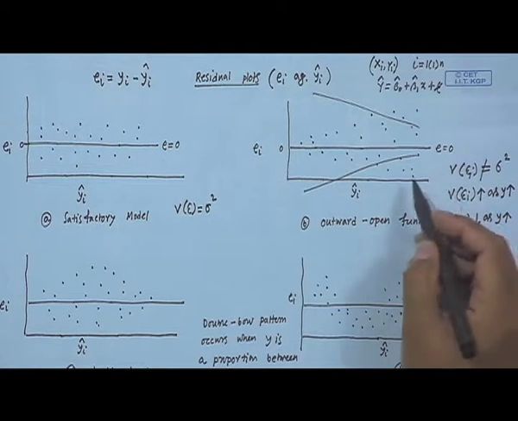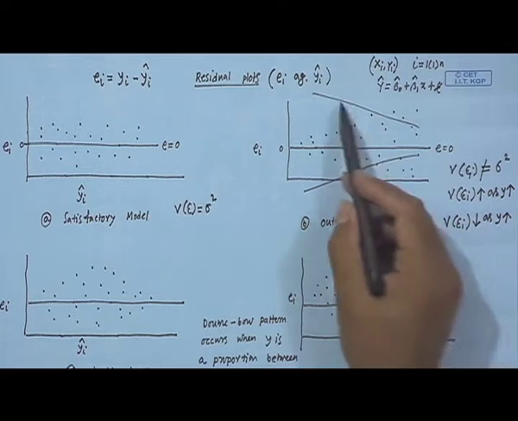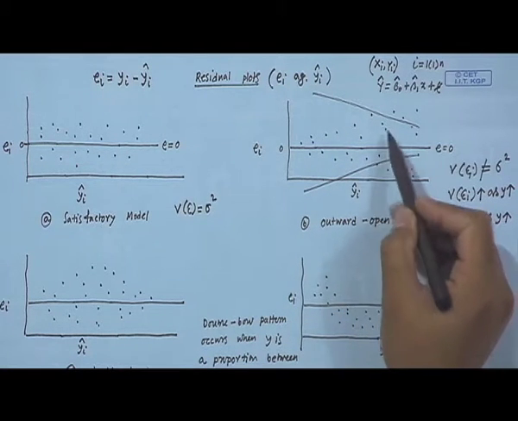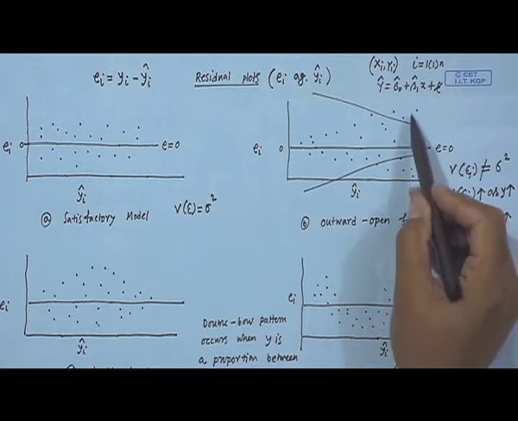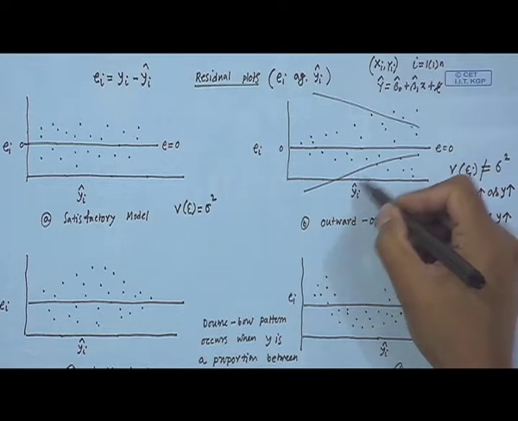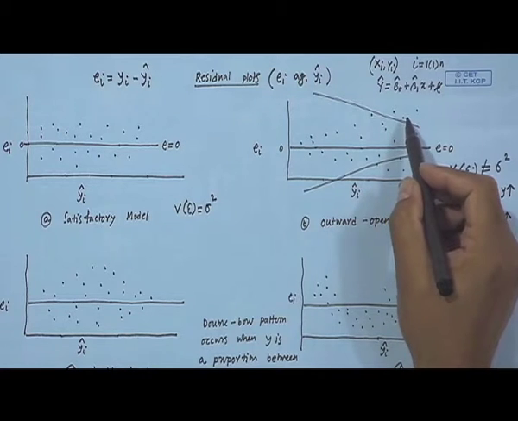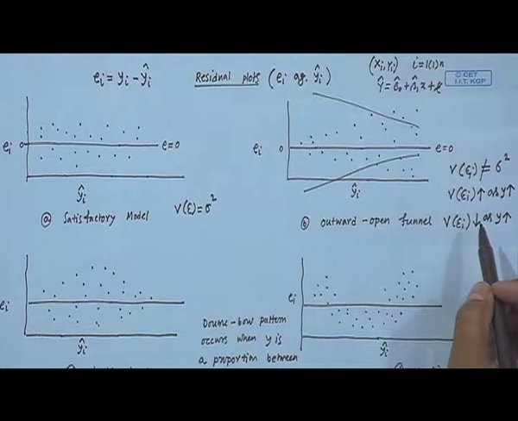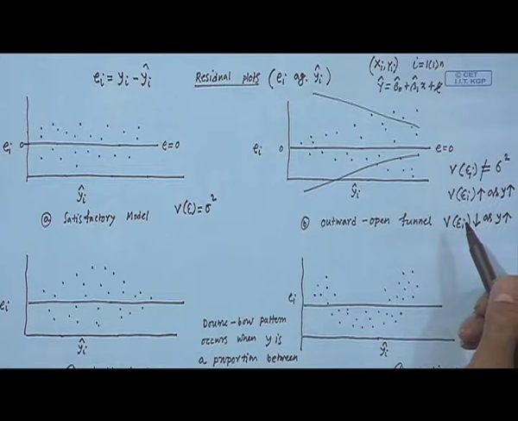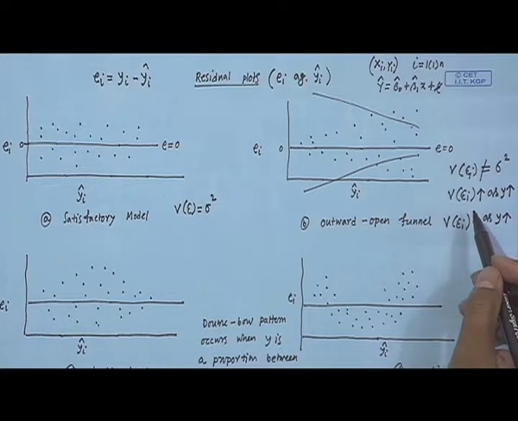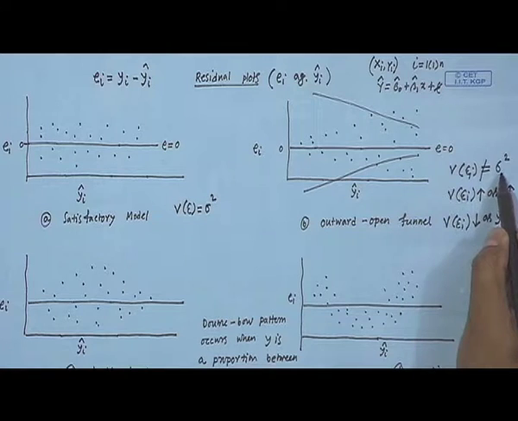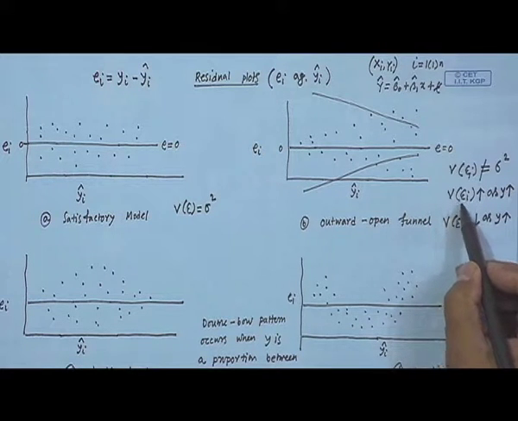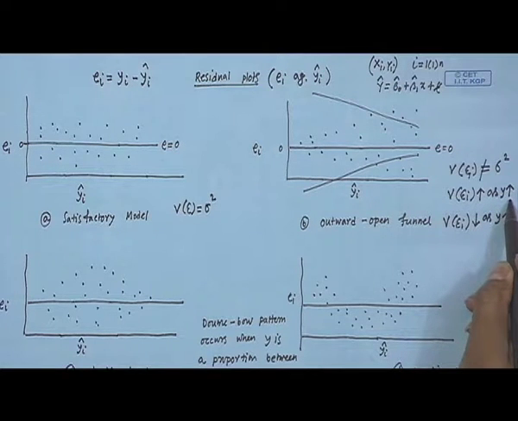Now, look at this scatter plot here, forget about these two lines. If you see, this is called the outward open funnel. If you see the residuals here, you can see the residual value increases as y i hat increases, and this is called the outward open funnel. If this occurs, then we conclude that the constant variance assumption is not correct. So, we can't assume that variance of epsilon i equal to sigma square for all i. So, this is not true, and what actually happened here is that the variance of epsilon i increases as y increases.